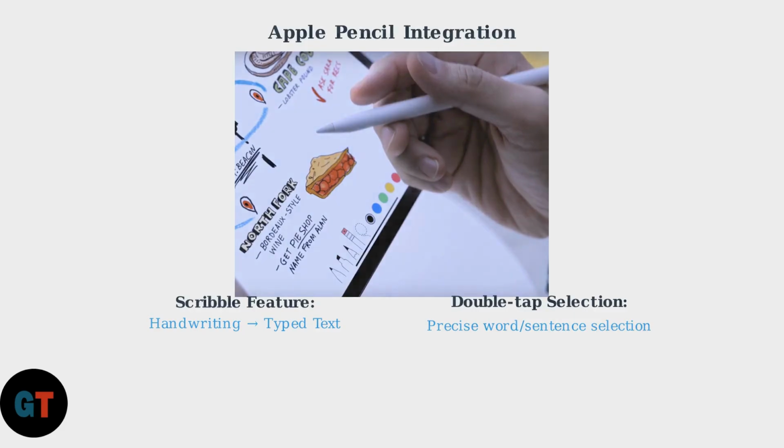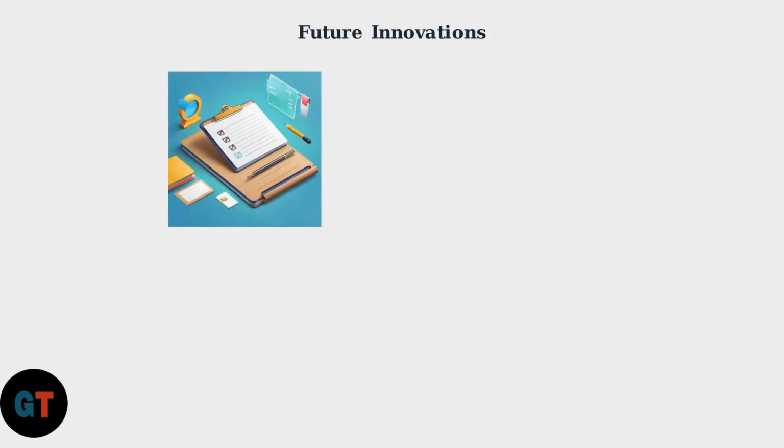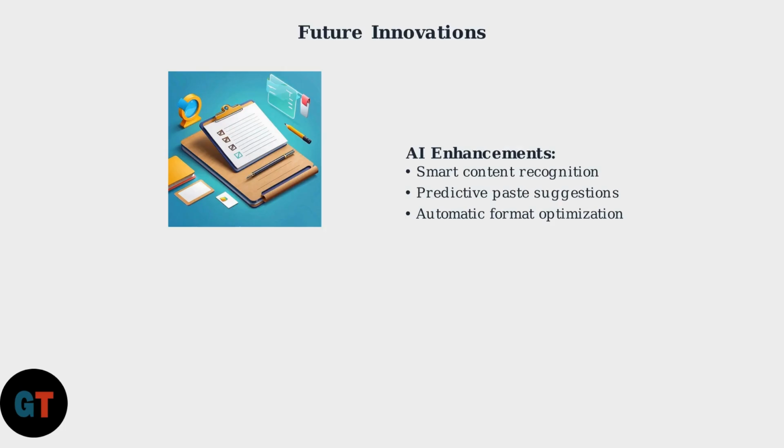Double tap with the Apple Pencil to quickly select entire words or sentences, making text selection much more precise than finger touch. Looking toward the future, iPad's copy and paste functionality is evolving with artificial intelligence and enhanced security features. AI-enhanced clipboard management will provide smart content recognition, automatically categorizing what you copy and suggesting optimal paste locations and formats.